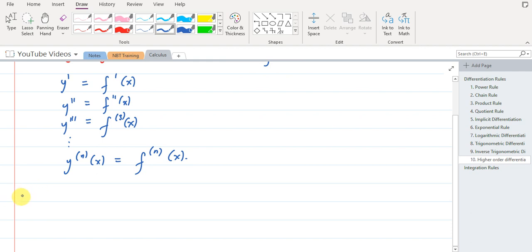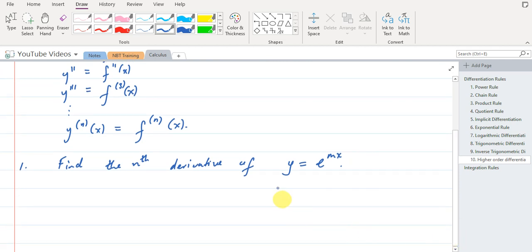Example number 1. Find the nth derivative. In other words, you need to find a pattern. Find the nth derivative of y is equal to e to the power mx. So let's see what's the rule.